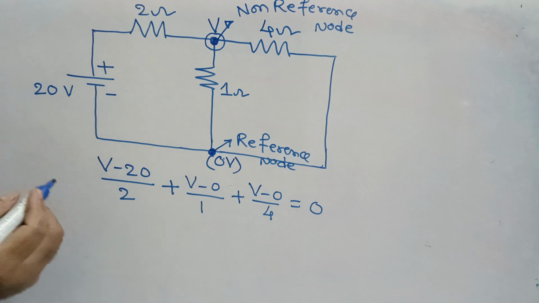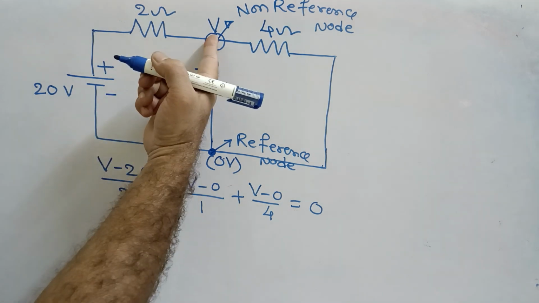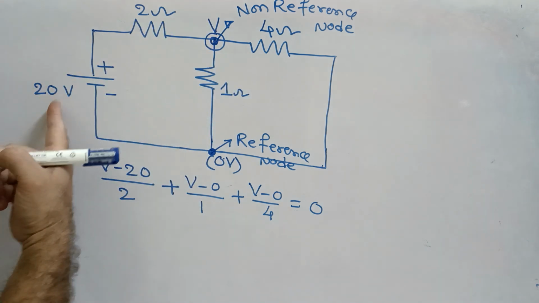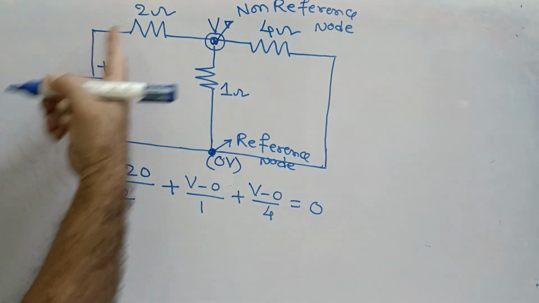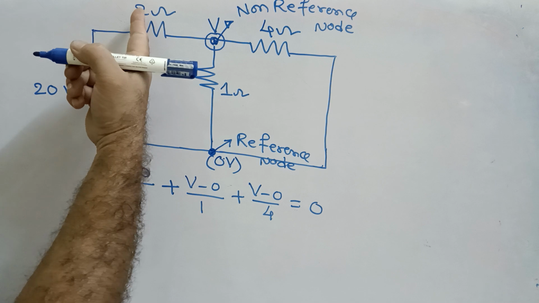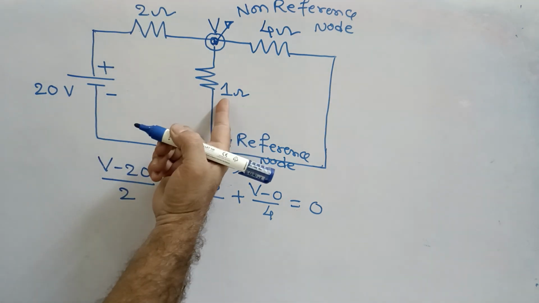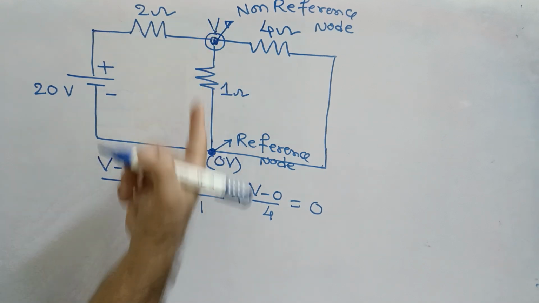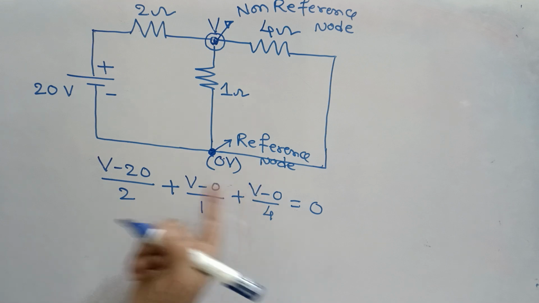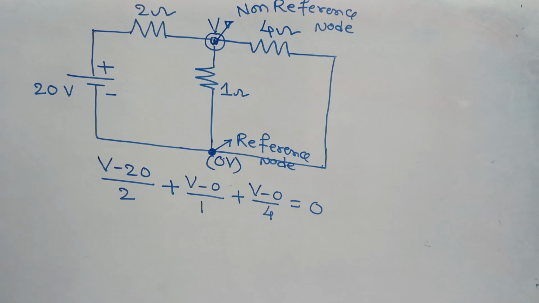If you observe this expression, it is in V by R form. V is the nodal voltage which we are going to find out. V minus 20, the voltage difference across the 2 ohm resistor, divided by the resistor, is V by R form. Similarly for the other resistors, V minus 0 is the voltage divided by R, nothing but I is equal to V by R. I am writing the expression.